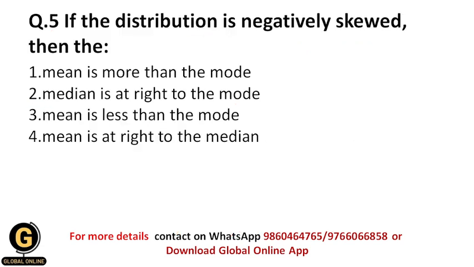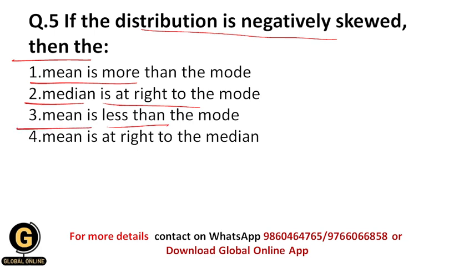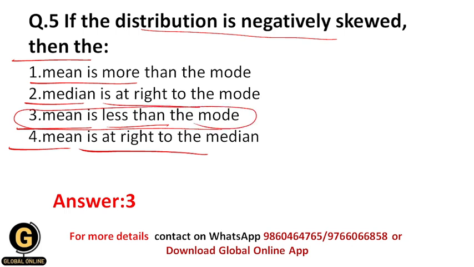Now next is: if the distribution is negatively skewed, then... Again they have asked you a similar question, but the options are different. Mean is more than the mode, median is to the right of the mode, mean is less than the mode, mean is to the right of the median. As I told you earlier in question 4, in this situation the mean is smaller than the median and the median is smaller than the mode, and that's why your correct answer would be 3, because ultimately your mean value will be less than the mode in a negatively skewed distribution.